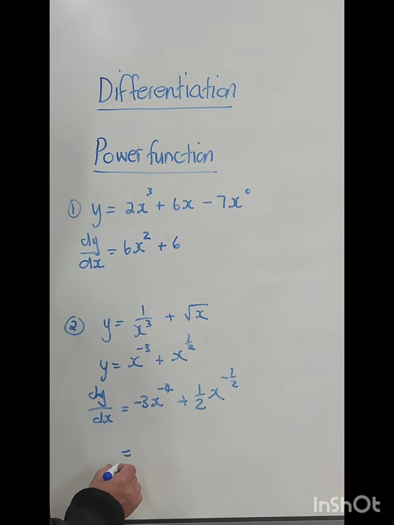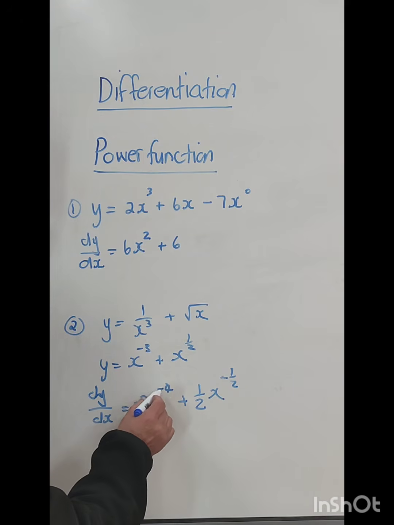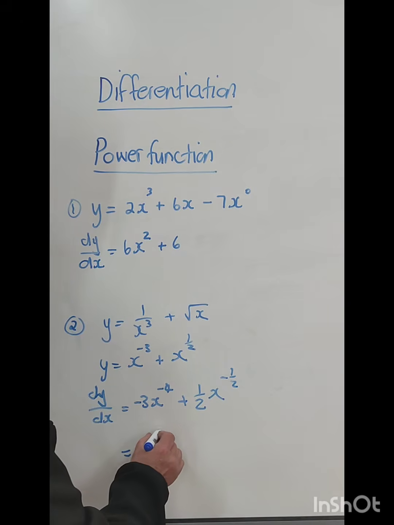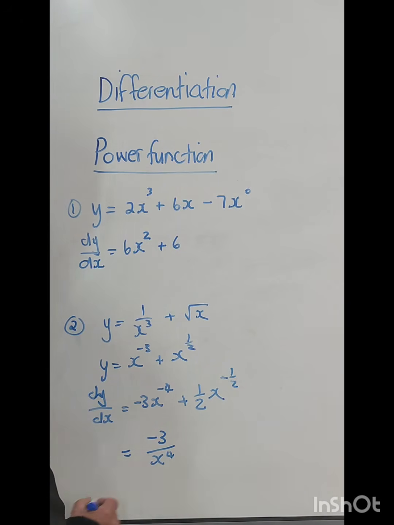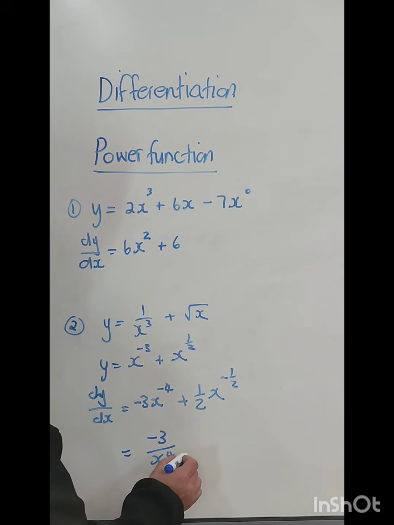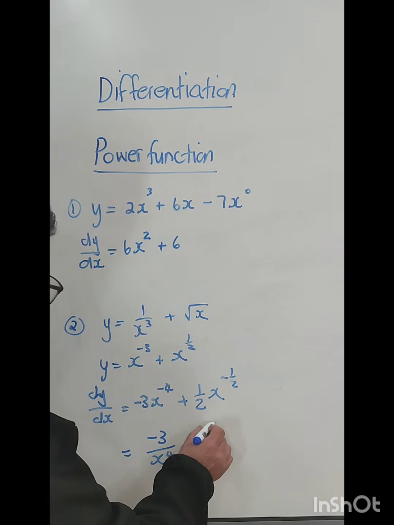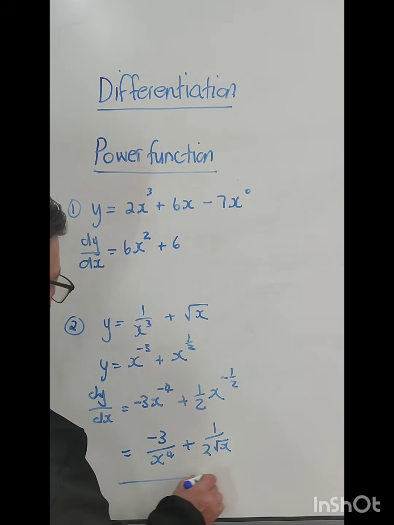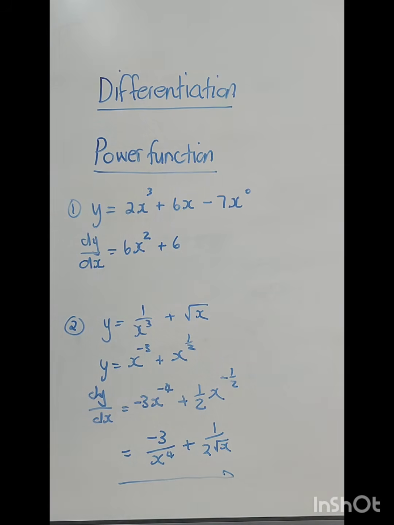Now I can just make it look better by changing all the negative exponents into positive exponents. So my final result will look like this. Minus 3 over x to the exponent plus 4 at the bottom of the line, plus 1 over 2 at the bottom, the root of x. And that will be deriving using the power function method.